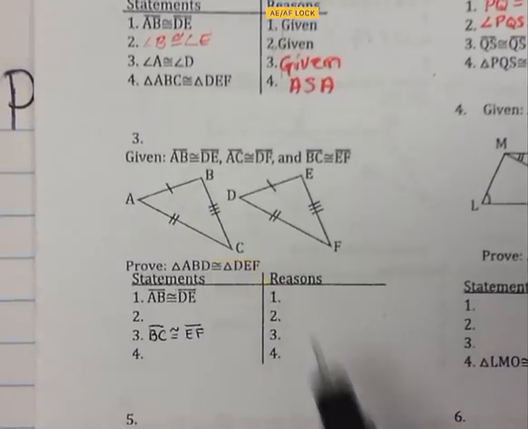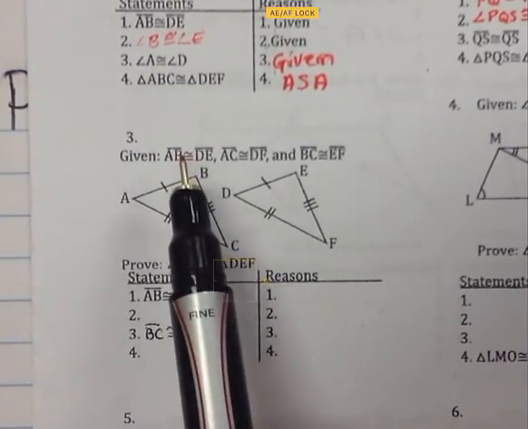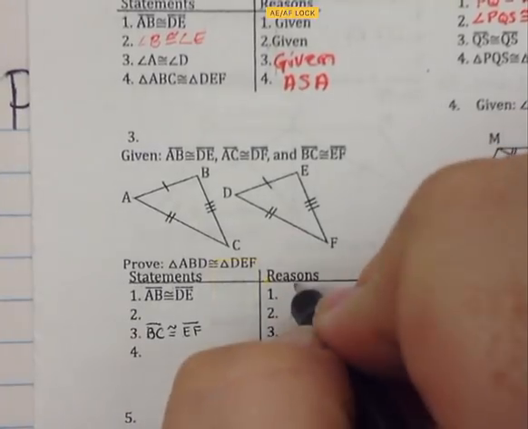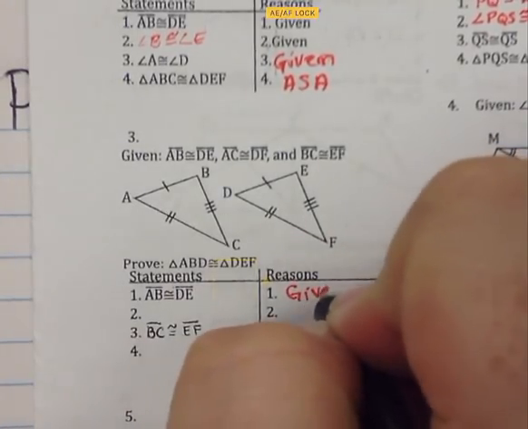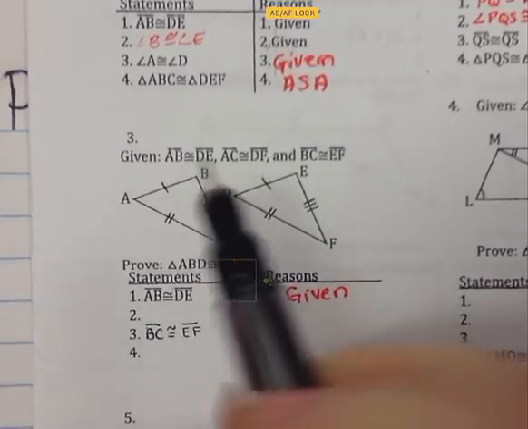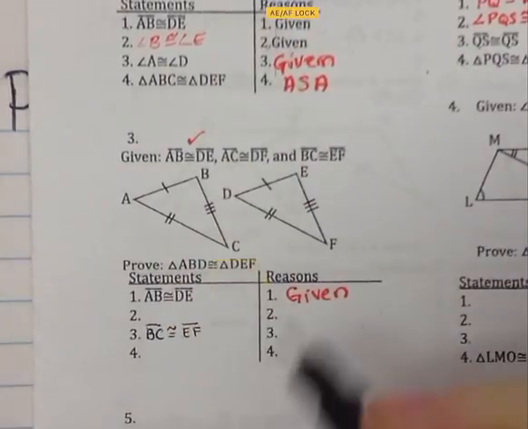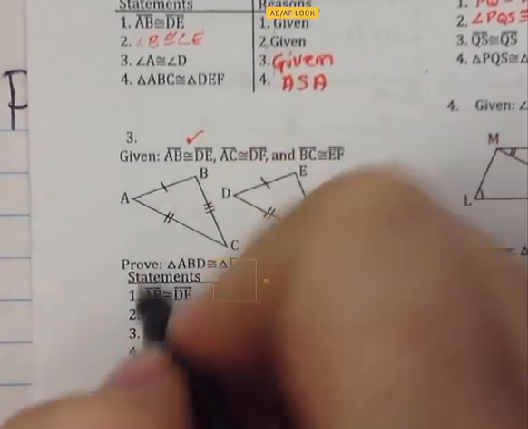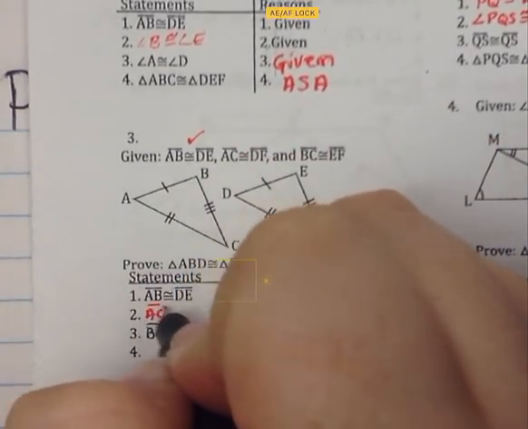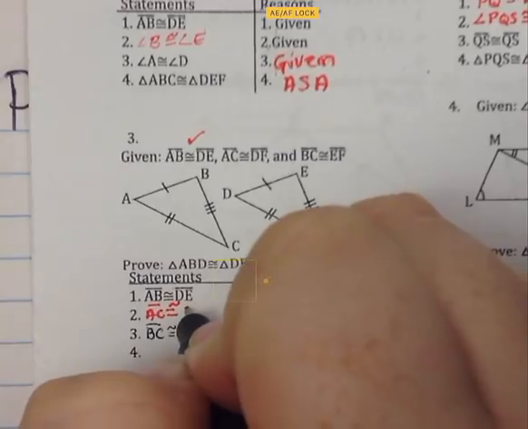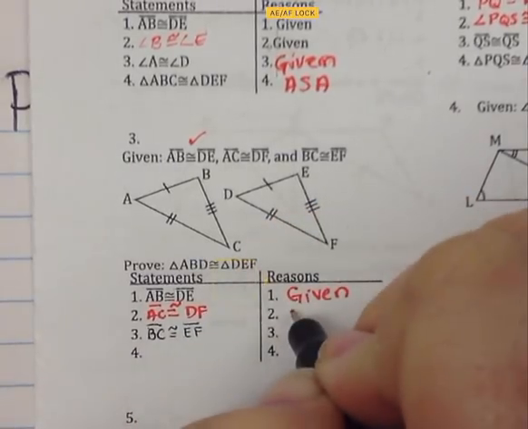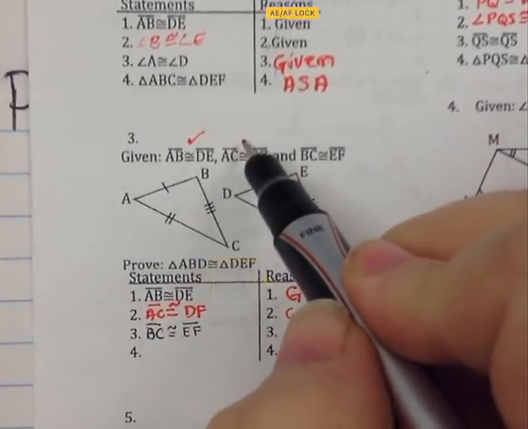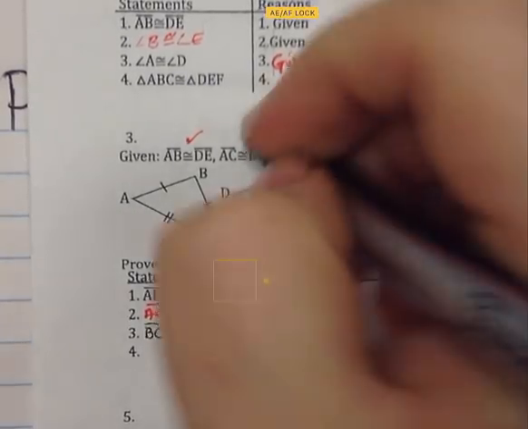On example 3, our first thing is our given. So segment AB is congruent to segment DE because it's given to us. So we can put a check mark because it has a congruency symbol. Statement 2, we put our second given, which is segment AC is congruent to segment DF. And we write because it's given. It has a congruency. It's in our proof. We can put a check mark.